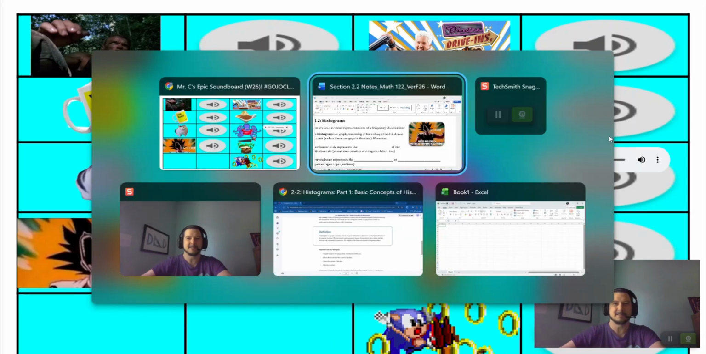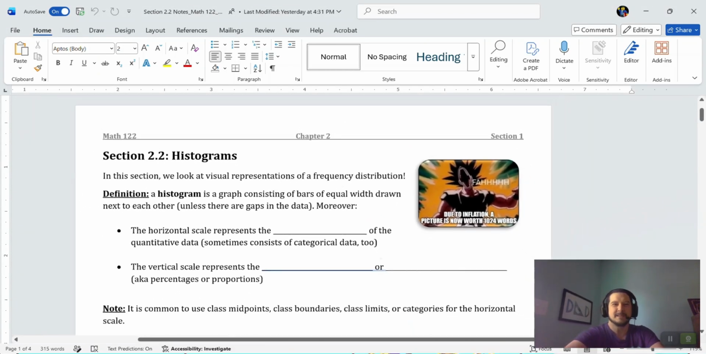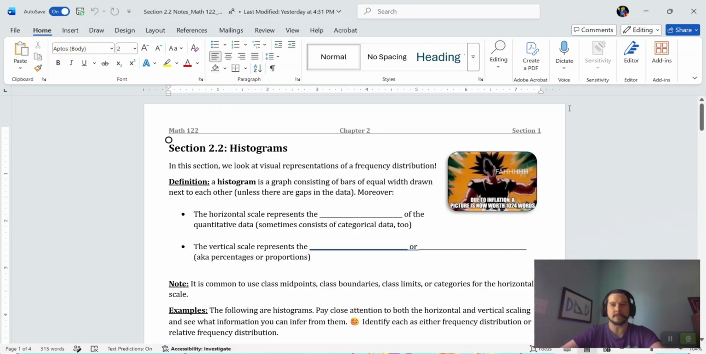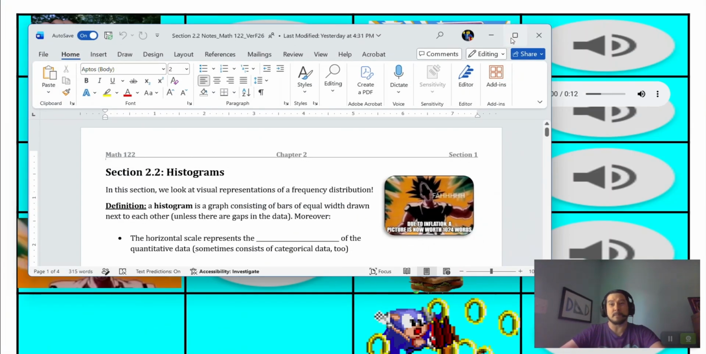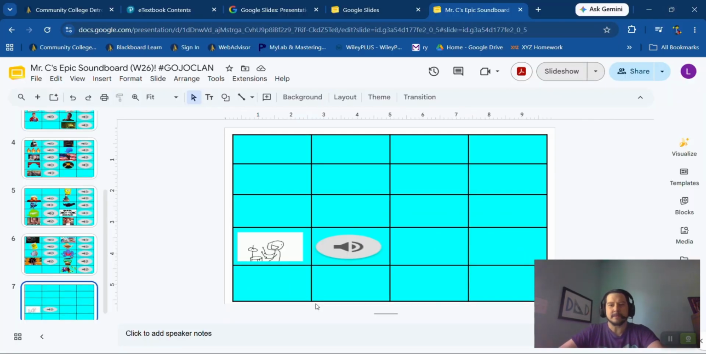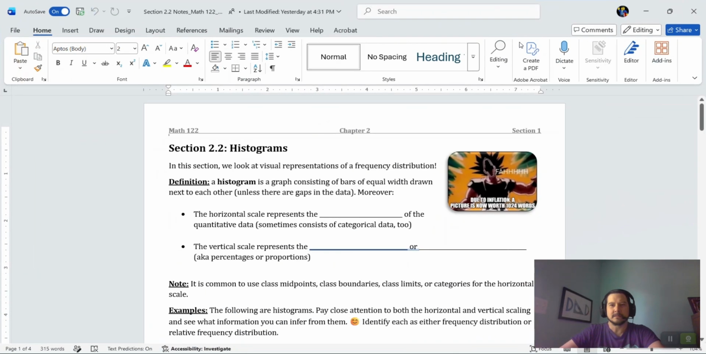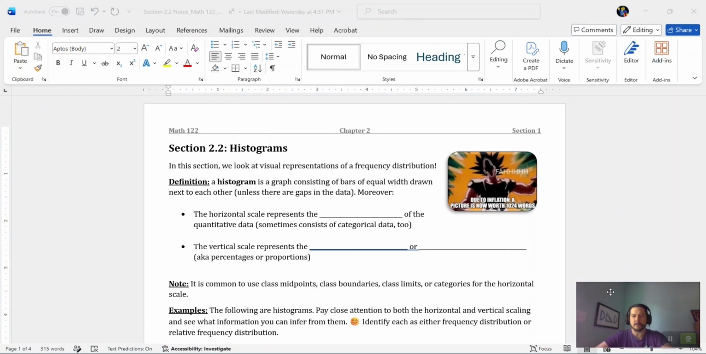My apologies to the earbud gang. Okay. Now, what made me think of that meme? Well, what made me think of this is that basically in this section, we're going to be looking at nothing but pictures or graphs, which are, in this case, pictures of data. So that's the connection that I'm trying to make with that meme.